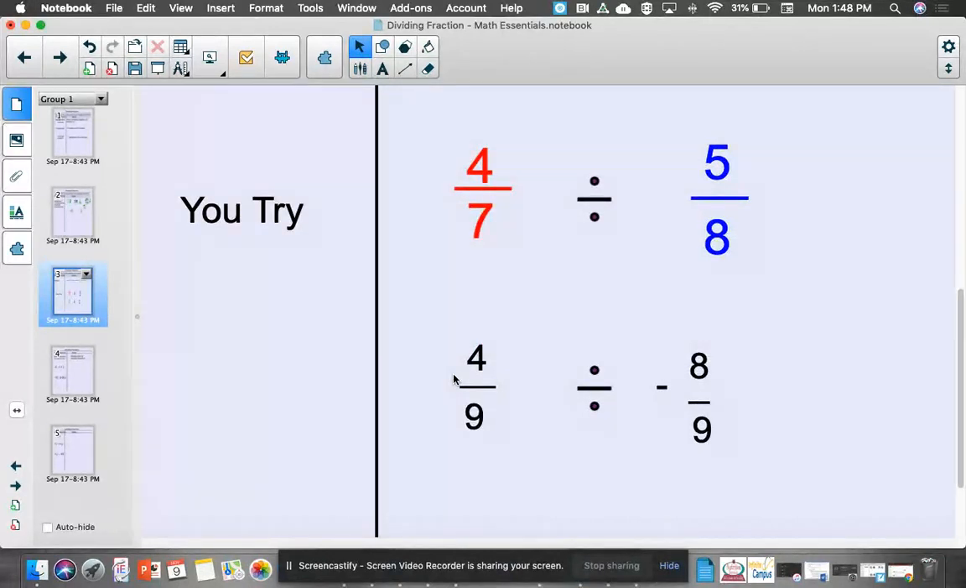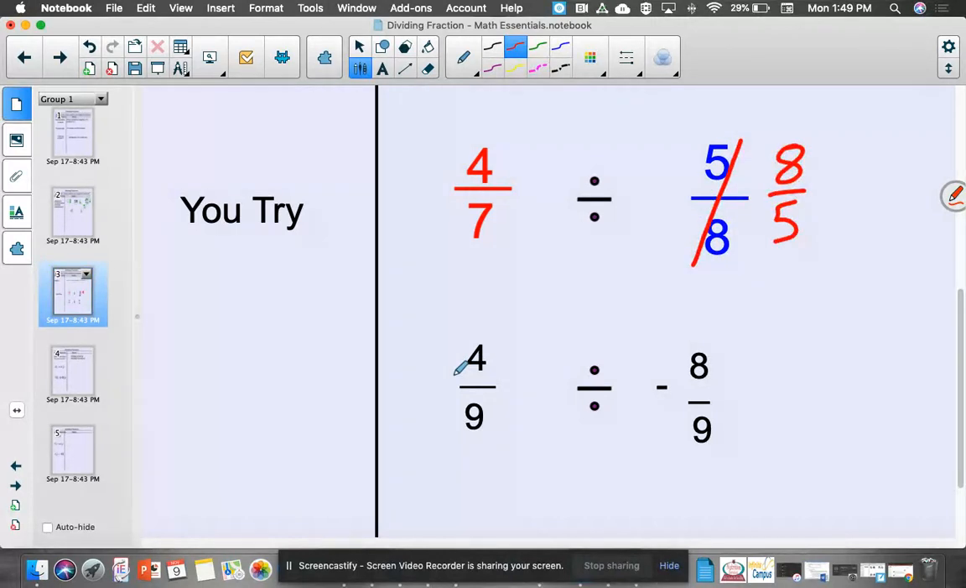I'm going to try this first one for you. So all you do in this is you take the reciprocal of the second number. So you cross this out and you have 8/5. Now you multiply. 4 times 8, 32. 7 times 5 is 35.